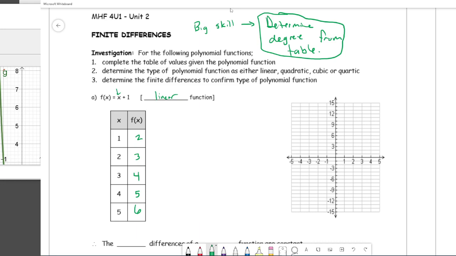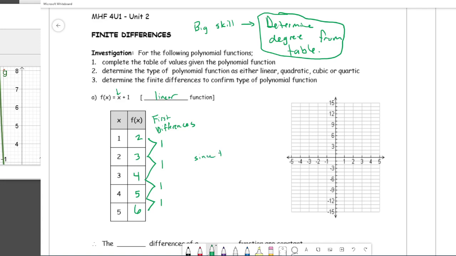Now the key thing to pick up here is that if you take each term and subtract the term above it, 6 take away 5 is 1, 5 take away 4 is 1, 4 take away 3 is 1, 3 take away 2 is 1. This column here, I'm going to call the first differences. Okay, and this is how you create the first differences of a function. You start at the bottom, work your way up, and subtract the term above it from every term. So 6 take away 5, 5 take away 4, 4 take away 3, and so on.